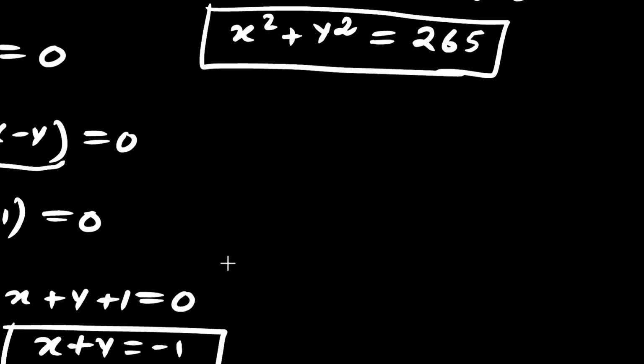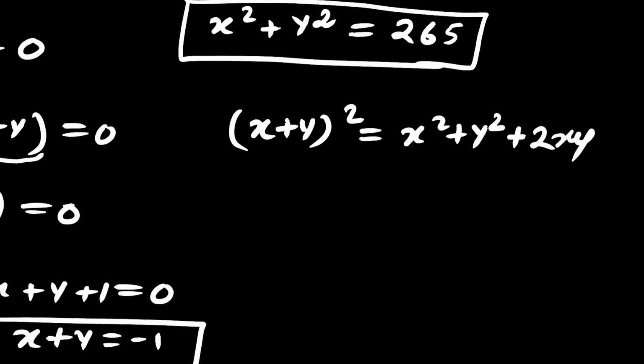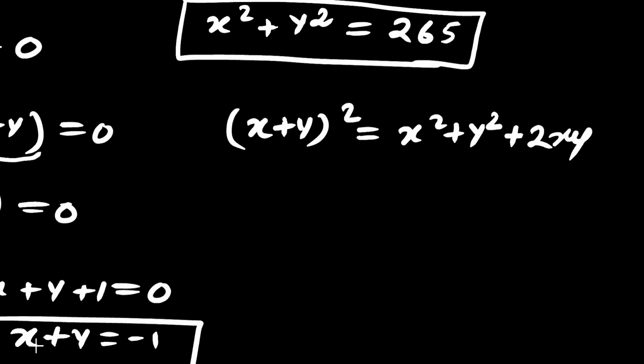Next, let's use a very useful identity, the quantity x plus y whole squared equals x squared plus y squared plus 2xy. We already know x plus y is -1, so the left side becomes 1. We also know that x squared plus y squared is 265.